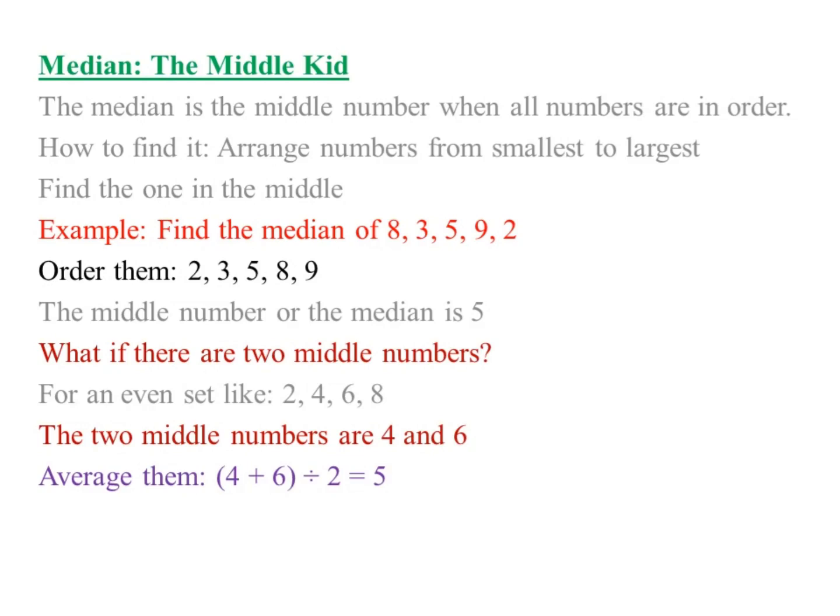But if the number set consists of an even number of numbers, the median has to be calculated by adding the two center numbers and taking the average of those two numbers. In the given example, there are two middle numbers. So the median is the average of those two numbers, that is 5.